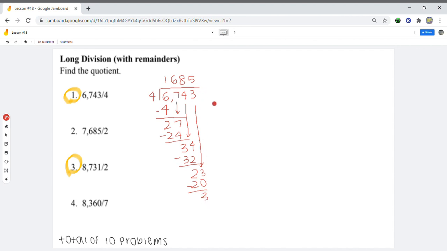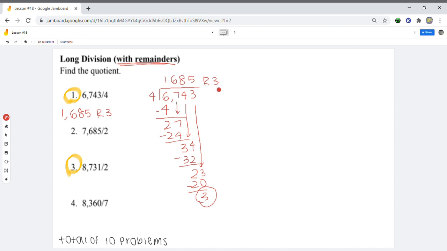And since we have nothing else to bring down, this will be a remainder. So on the side, I'm just going to write remainder 3. And so that's basically your answer, 1,685 with a remainder of 3. As you can see, there are going to be remainders.